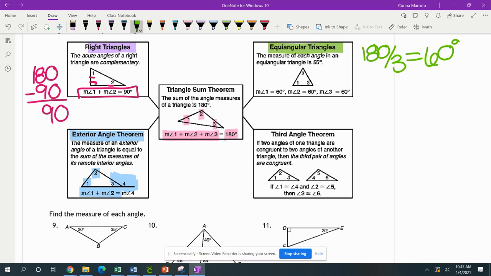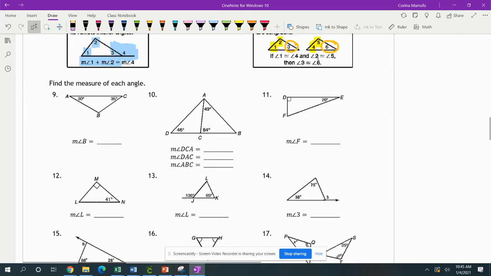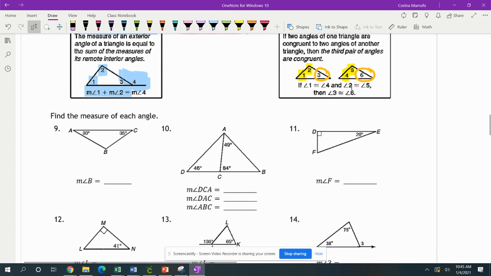And then the third angle theorem: if two angles of one triangle are congruent to two angles of another triangle, then the third pair of angles are congruent. So pretty much what this is saying is, for example, they tell you 1 is the same as 4 and 2 is the same as 5. Then you don't even have to find what the measures of 3 and 6 are. You can automatically assume that they are equal as well. All right, so if we look at this first one, it says find the measure of each angle.